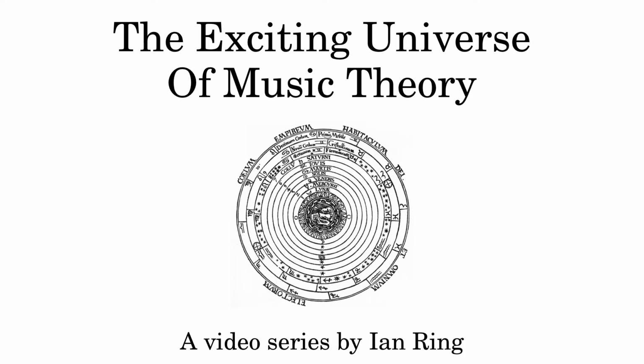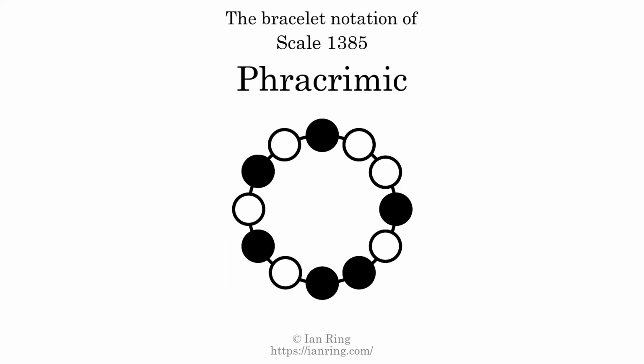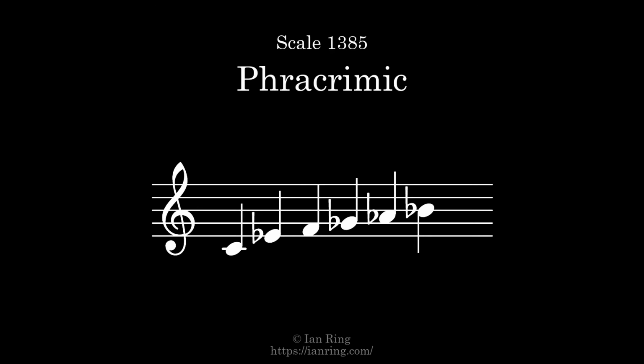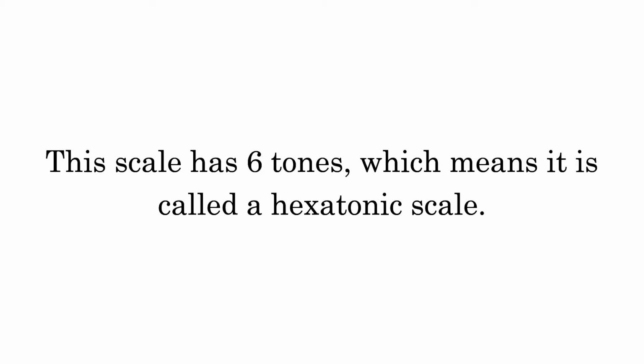Then let's begin. Today we will talk about scale 1385, Phracrimic, which sounds like this. This scale has 6 tones, which means it is called a hexatonic scale.